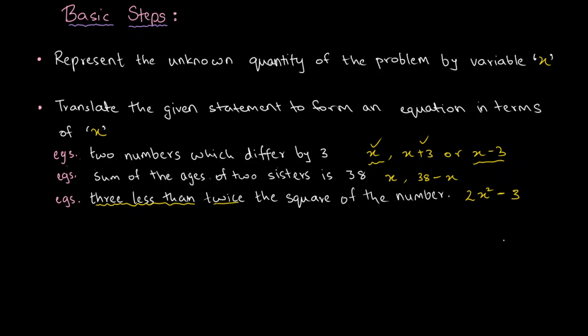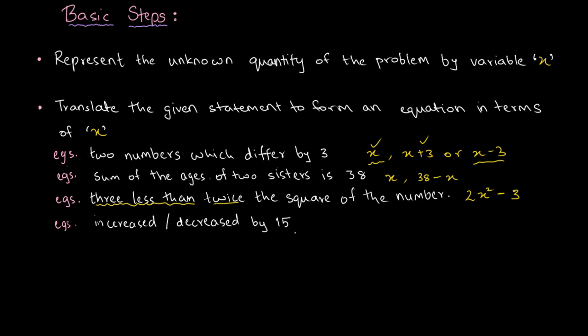So this is how we will do it. If you have something which has many things in it, where you have to subtract 3, multiply by 2, and square the number, you just break it down part by part. You first go to the square of the number, x squared, twice the square of the number, so 2x squared, and 3 less than that. Less than means subtraction, so minus 3.